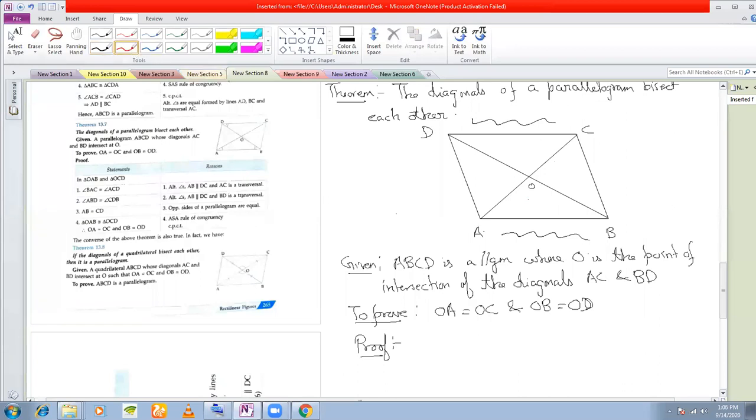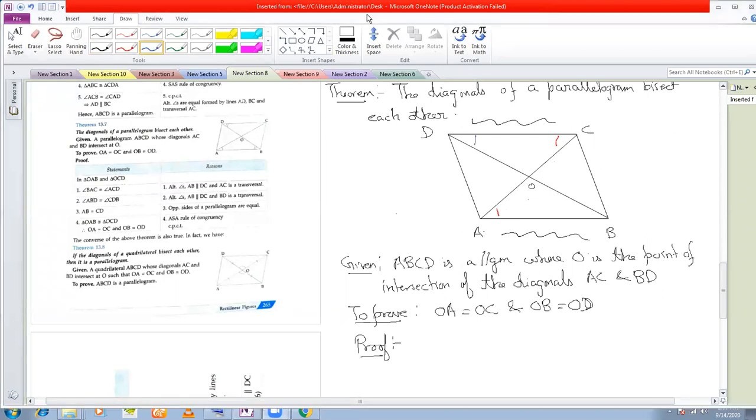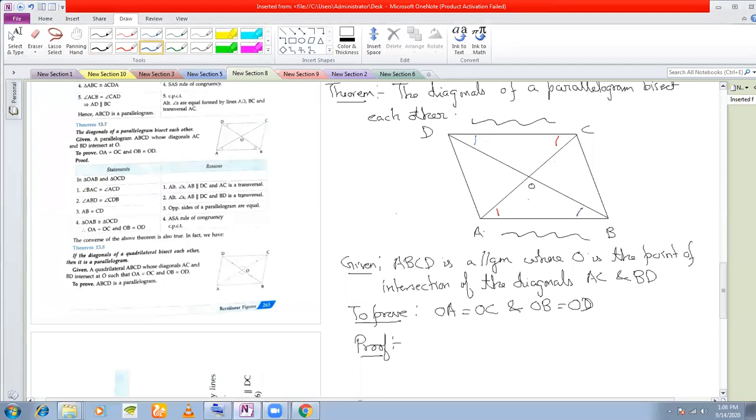Next, this angle must be equal to this angle because they are alternate angles. Also, this angle must be equal to this angle because they are alternate angles. So therefore, by what axiom can I say that they are congruent? I can say by two angles and one side.